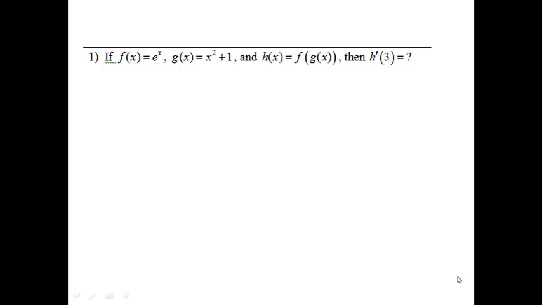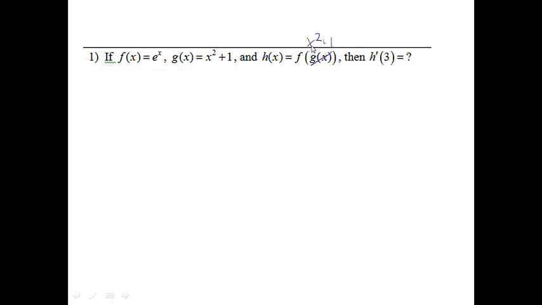Question 1. If f of x equals e to the x, g of x equals x squared plus 1, and h of x equals f of g of x, then h prime of 3 equals what? H prime would be the derivative of h. So first of all, I'm actually going to find h. This is a composite function it's asking me to find, so I'm going to start in the parentheses. G of x is equal to x squared plus 1.